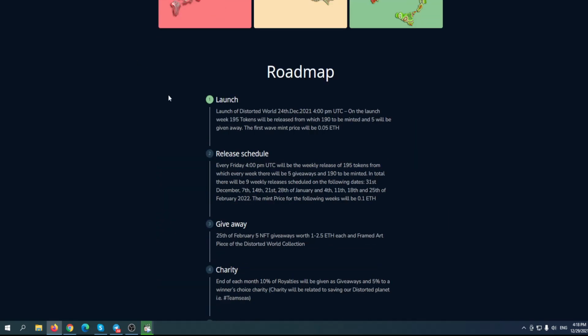So take a look at their roadmap. Like I told you guys, they had a launch of the first week's collection on December 24th, 4 p.m. On the launch week, 195 tokens were released, of which 190 were minted and 5 were given away. The first wave mint price was 0.05 Ethereum. Release schedule: every Friday, 4 p.m. UTC will be the weekly release of 195 tokens, of which every week 5 are giveaways and 190 to be minted. So that's great.